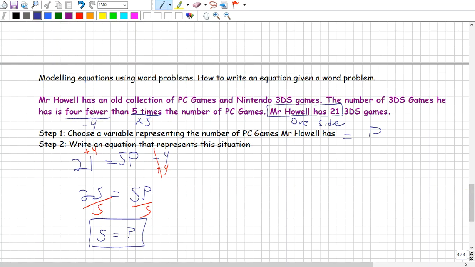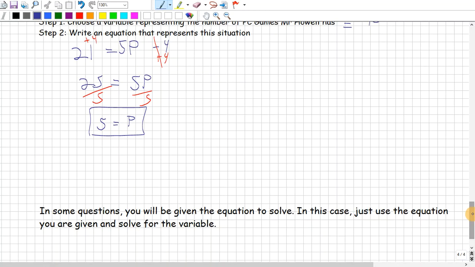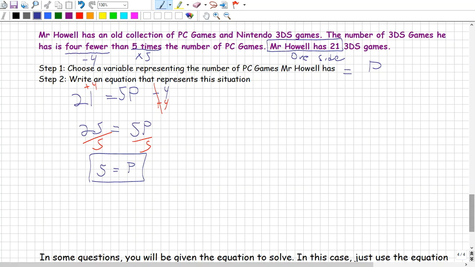So, coming up with an equation: how to take words and convert them to mathematical operations. You'll see words like more, less, right? And these are how to come up with these. In some questions, you will be given the equation to solve. In this case, we had to come up with the equation ourselves. But in a lot of questions in the textbook, you're actually given the equation. So sometimes you don't have to come up with the equation. However, you will have questions where you have to come up with the equation.